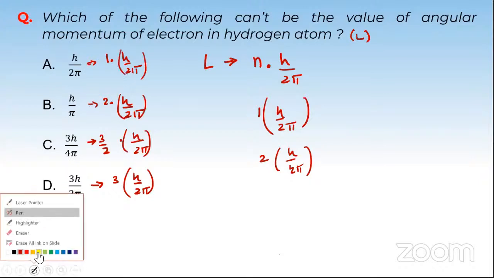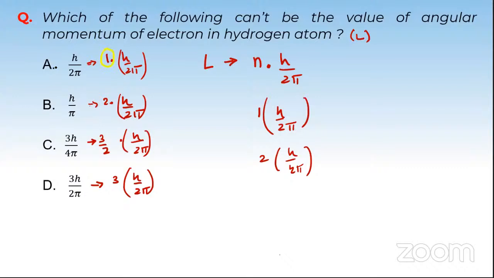Now I'll check which of these is an integer. So 1 is an integer, so this value is acceptable. 2 is an integer, so this value is acceptable. 3 is an integer, so this value is acceptable. But here I have 3 by 2, which is not an integer, so it is not acceptable. Therefore, this particular value cannot be a right answer.